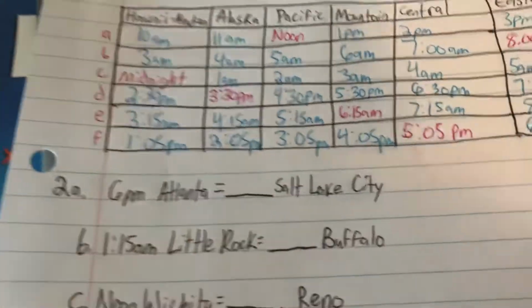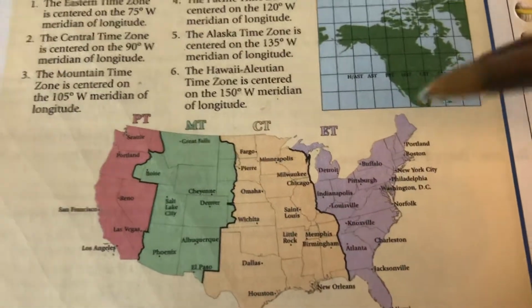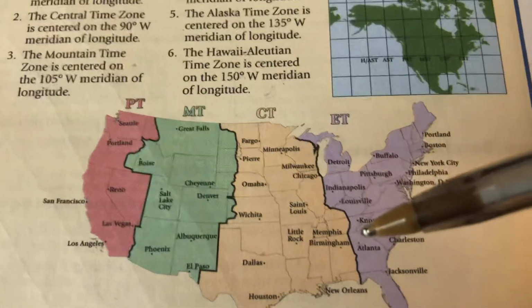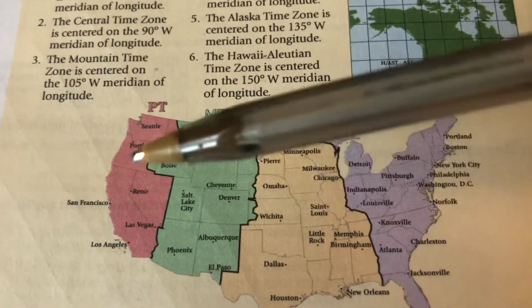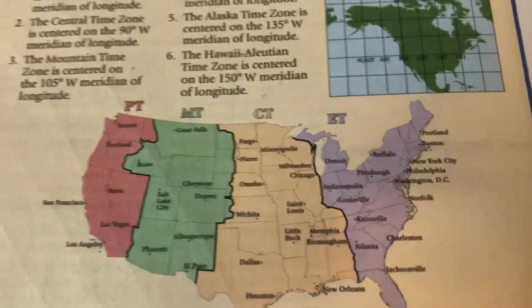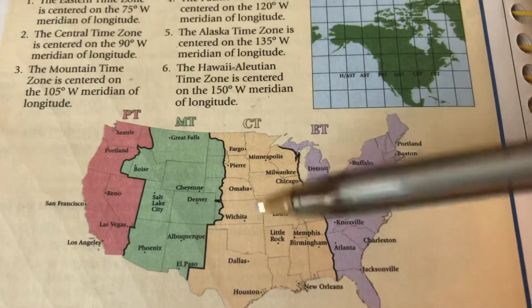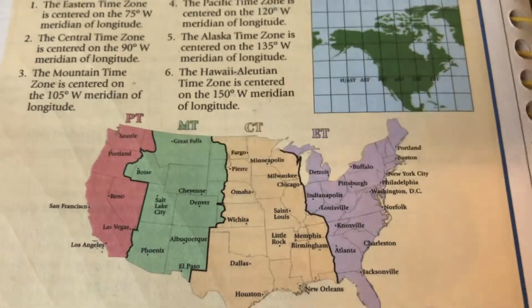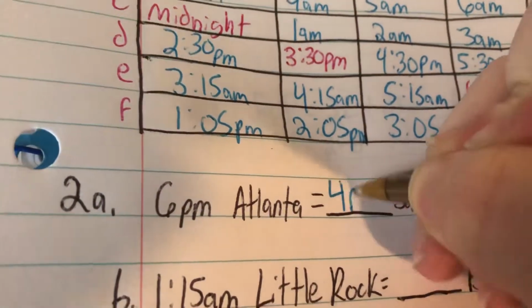So if it's 2A, 6 p.m. in Atlanta is what time in Salt Lake City. So we look at our map that's on page 277, and we're looking for Atlanta, which is Eastern time zone. Salt Lake City is Mountain time. So they said 6 p.m. in Atlanta. So it'd be 5 p.m. in Central, 4 p.m. in Mountain time. So 6 p.m. in Atlanta is 4 p.m. in Salt Lake City.